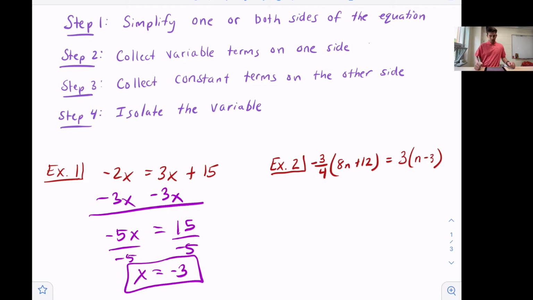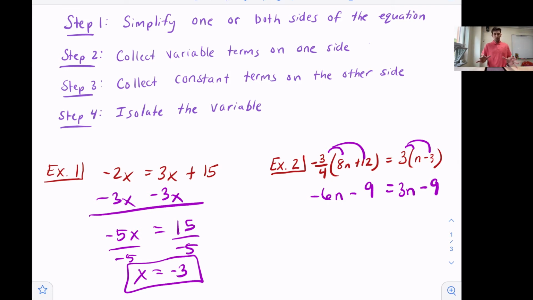So we divide both sides by negative 5, and we get our answer of x equals negative 3. All right, example number 2. We had a fraction in there. That's okay. So we're going to use the distributive property to distribute this negative 3/4. Negative 3/4 times 8n, that would be negative 3 times 8, 24, divided by 4, so negative 6n. This is going to be minus, negative times a positive, 3 times 12, 36, divided by 4, 9. So minus 9. And then we're going to distribute over here. 3 times n, and 3 times negative 3 would be minus 9.